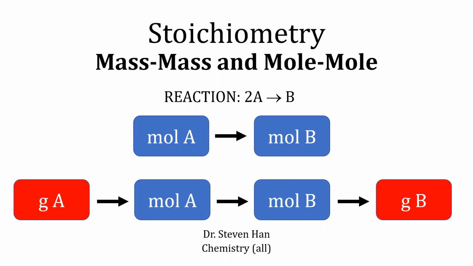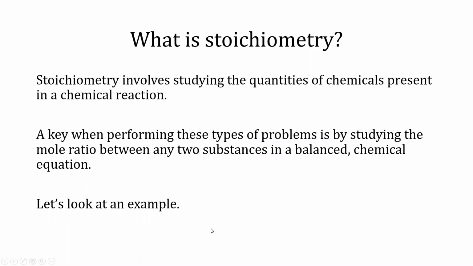This lecture is on working with Mass-Mass and Mole-Mole Stoichiometry. Stoichiometry involves studying the quantities of chemicals present in a chemical reaction. A key when performing these types of problems is by studying the mole ratio between any two substances in a balanced chemical equation. Let's look at an example.